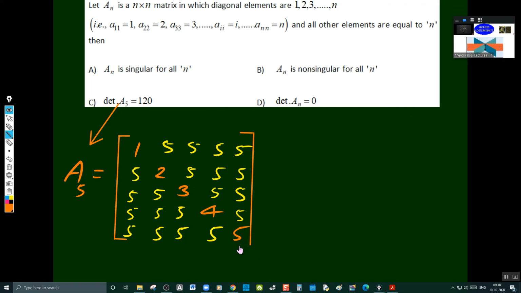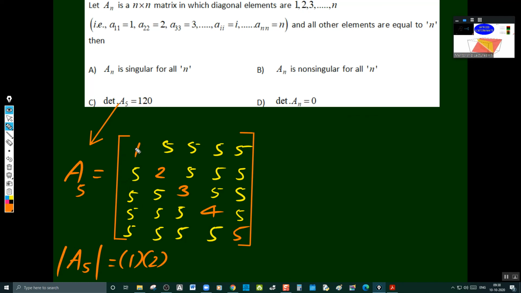Now it is clear, if you find out the determinant, obviously, because all the remaining elements are 5, you will get it as the product of the diagonals. Det of A5 is equal to the product of all the diagonal elements. You can treat them as zeros, you can make them zeros, that's what I mean to say. How? Make use of first row.